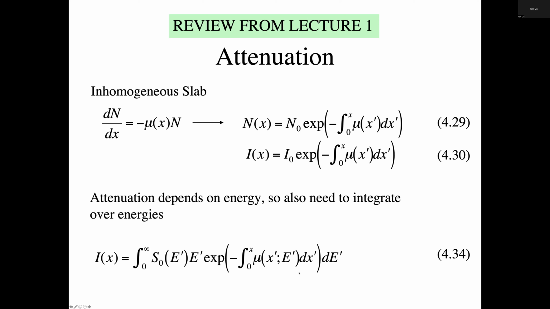It just means that mu is a function of both position, which is what we're going to integrate over here, but it's also a function of energy. So you could equally well put a comma here. It's just a 2D function.